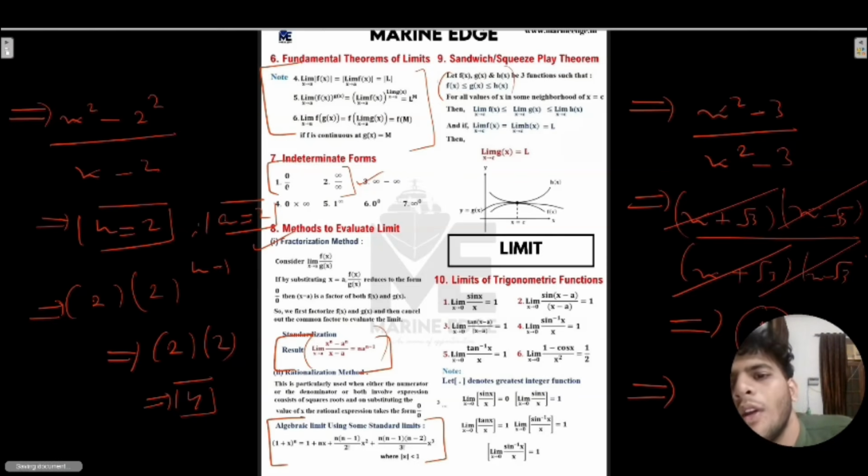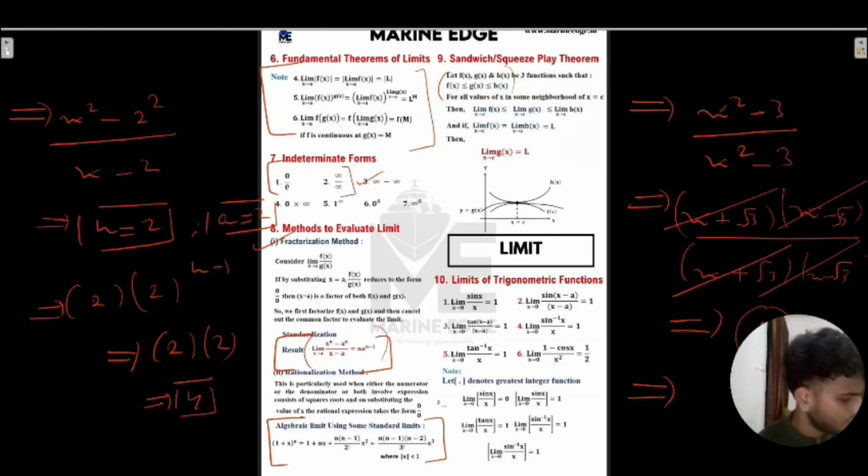So for all values of x in some neighborhood of x equal to c, limit x tending to c f(x) is equal to limit x tending to c g(x), and limit h(x) as x tends to c.